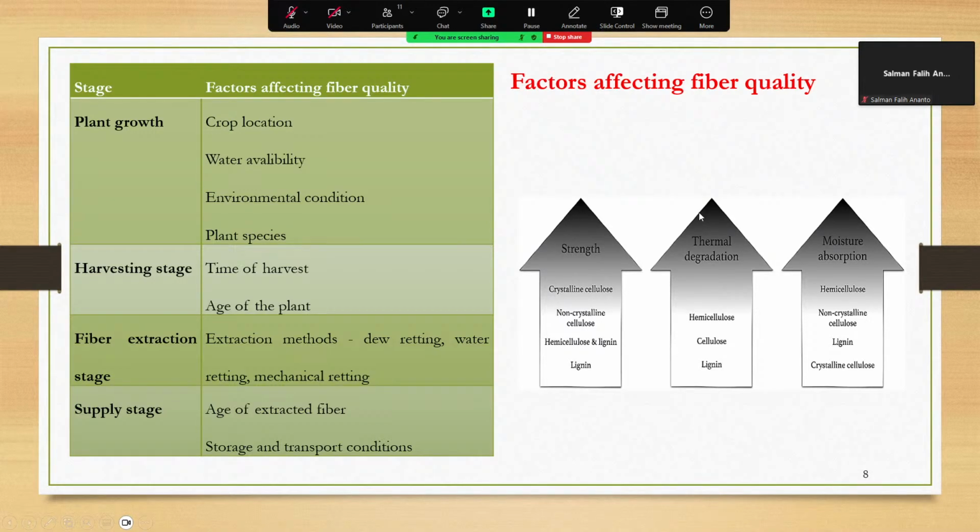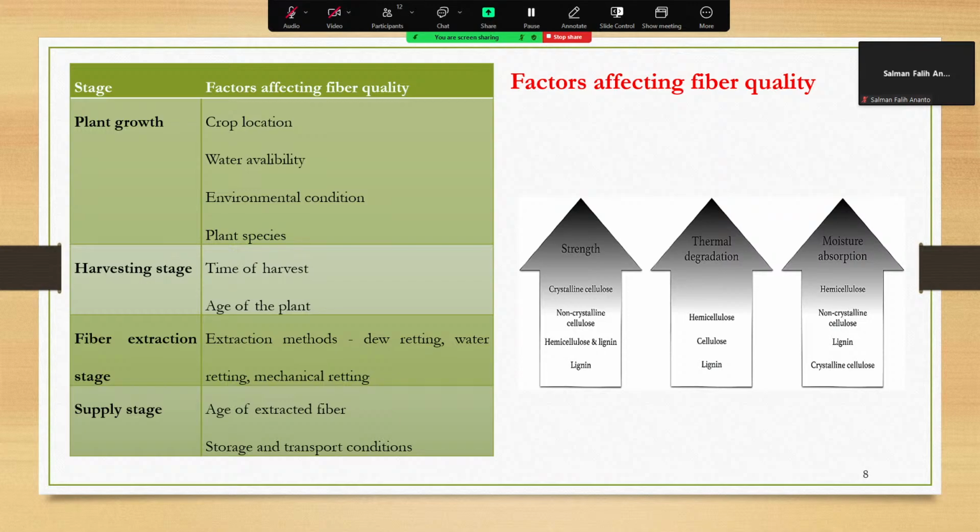At the plant growth stage, the fiber quality is affected by plant species, the crop production, the location, and the climate. The temperature at which the plants are grown, as well as the location of the fibers, will also influence fiber properties. Next, the harvesting stage mainly depends on harvesting time, age of plants, and also part of plants. And the fiber extraction stage involves the process of retting, by which the fibers and the non-useful biomass are separated.